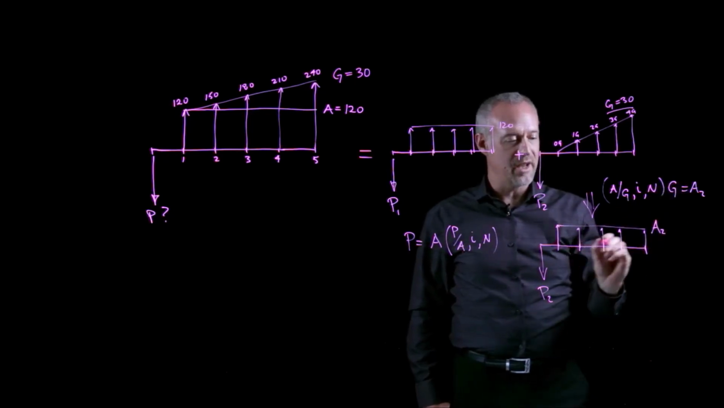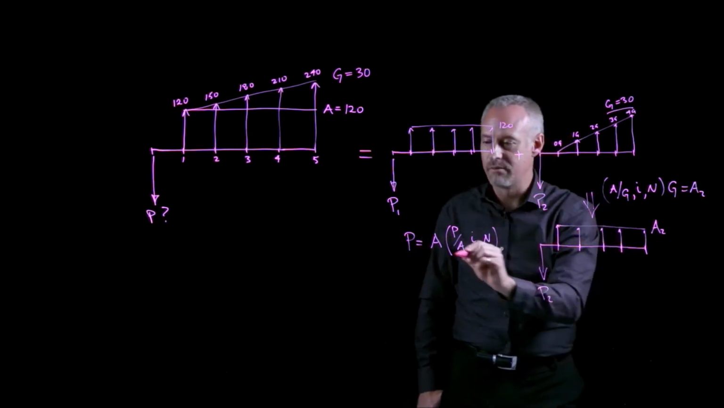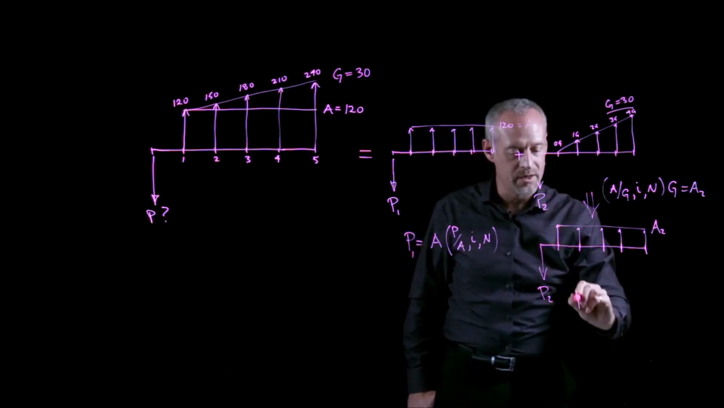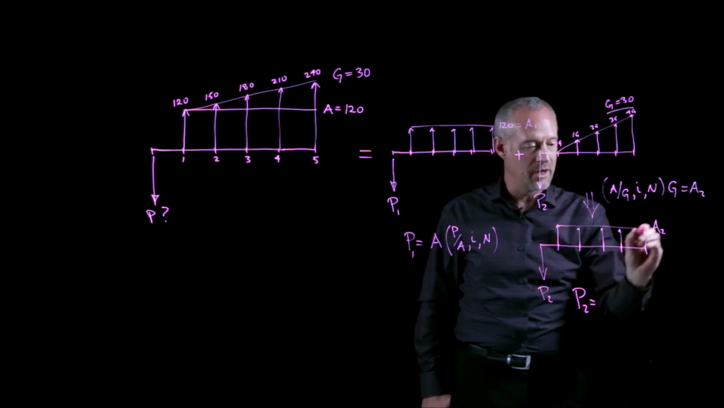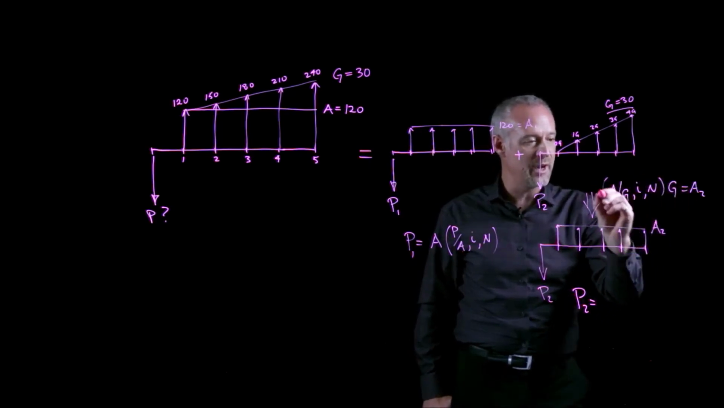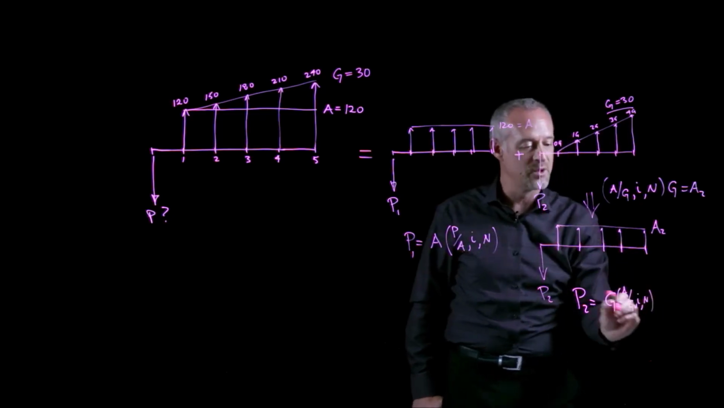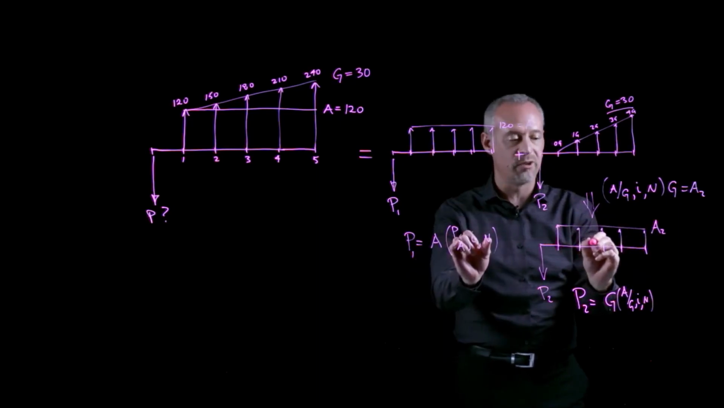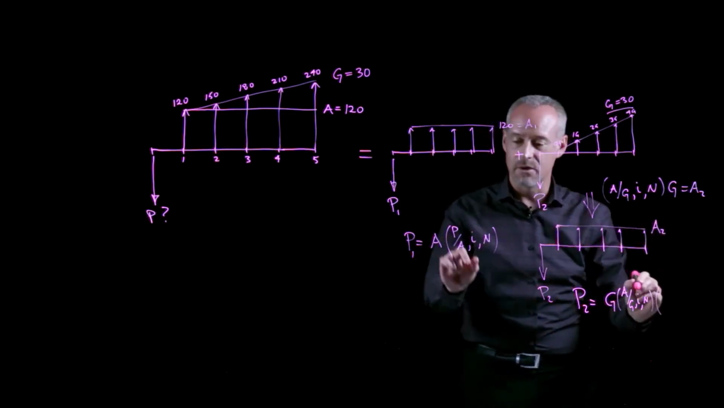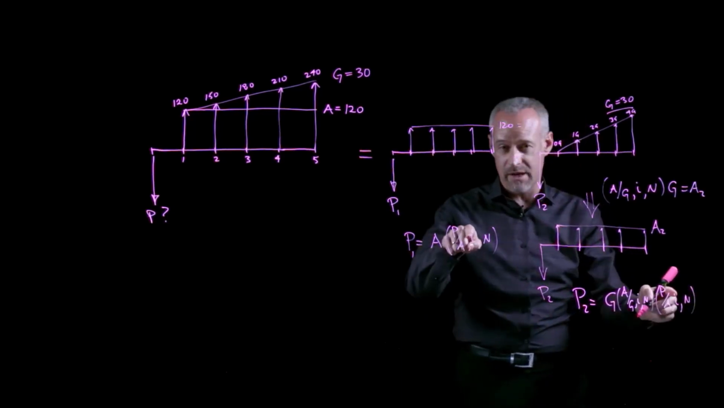Once I have that equivalent A, I can simply do the same as I did over here, sorry, that should be P1, where now I can say that P2 is going to be equal to the value of A2, which is actually this expression. So I'm going to write G times A given G I N. This is really my value of A2, times the same factor I used over here to convert the A into the P. So here I have the P given A I N factor, and these will be the same factor.